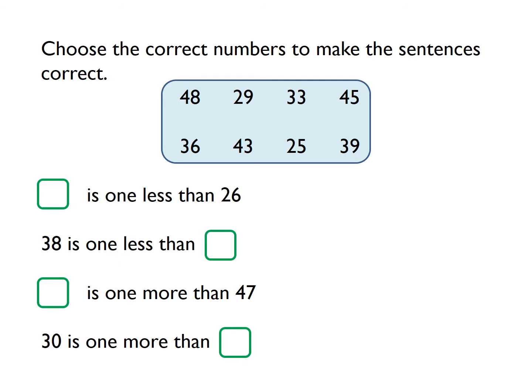Okay, so choose the correct numbers to make the sentences correct. So in that blue box, there are all your answers. So pause the video and fill in the gaps. The answer must be in that box. Okay, let's go through them. 25 is 1 less than 26, 38 is 1 less than 39, 48 is 1 more than 47, and 30 is 1 more than 29.